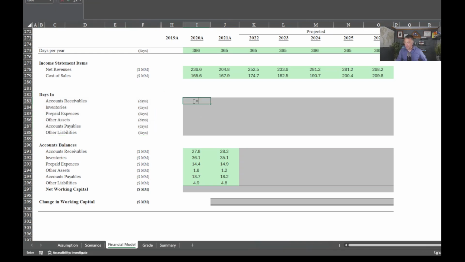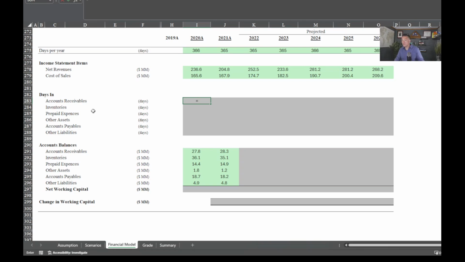So what I'm going to do is the first one, accounts receivable, is the only one that uses revenue. Inventory, prepaid expenses, other assets, accounts payable, and other liabilities use cost of sales. So just remember that. Accounts receivable, I'm going to solve it, and then we're going to make it absolute cell references so I can do it really quick. Do one cell, drag it down, and solve.